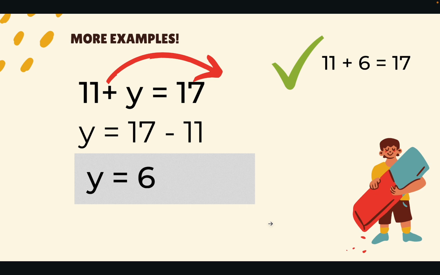So that means that y is equal to 6. Let us check. We are just going to change y to the constant number that we got a while ago. So that will be 11 plus 6 equals 17. Now let's solve for 11 plus 6. That is 17. Because you got the same number, that means that your answer is correct. y is equal to 6.